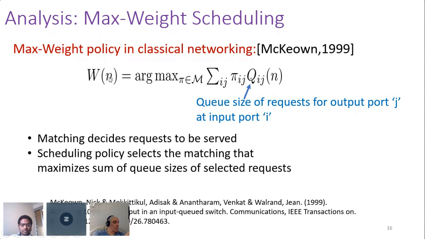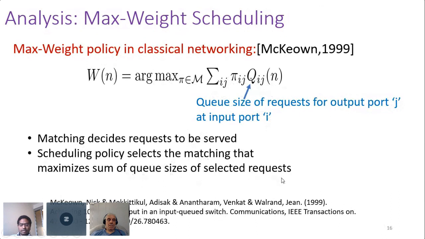So in this policy, which is called the max weight policy, we want to select a matching which defines the types of requests that can be selected for service, in such a way that the sum of queue sizes of selected requests under the given matching is maximum. So here Qij indicates the queue size of requests for output port j at input port i. The scheduling policy essentially selects a matching that maximizes the sum of queue sizes of selected requests.